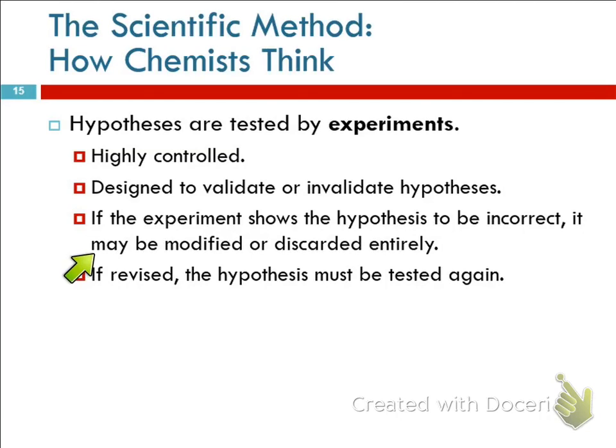So what if your experiment shows that your hypothesis is wrong? Well, sometimes you can just modify it. Oh, well, let's just add this little phrase. We'll just tweak it a little bit, and let's test it again. Other times you realize your hypothesis really sucked, and you just have to throw it out and start over again. And that happens too. So if you revise it, you have to test it again. And this is where you get the going around in circles thing. You have the hypothesis, you test it, you revise it, you test it again. You revise it, you test it again. Around and around and around. And some people call this fun.